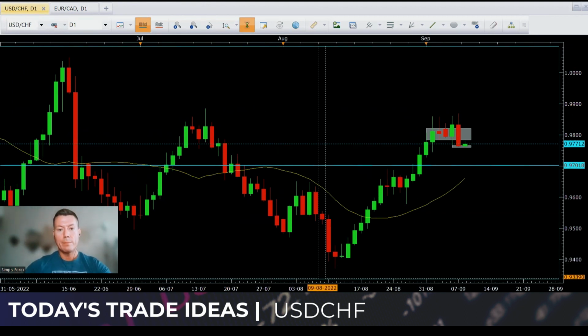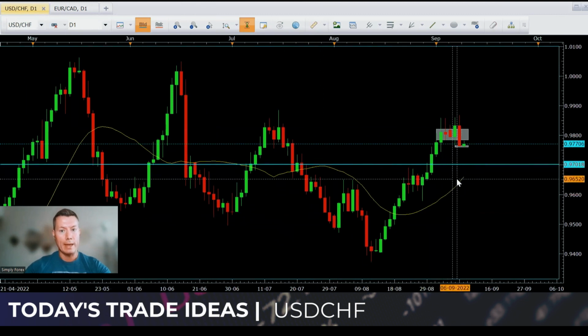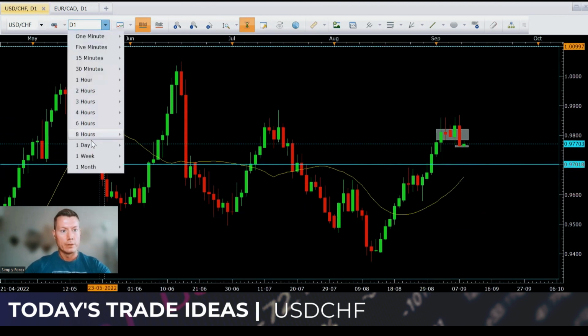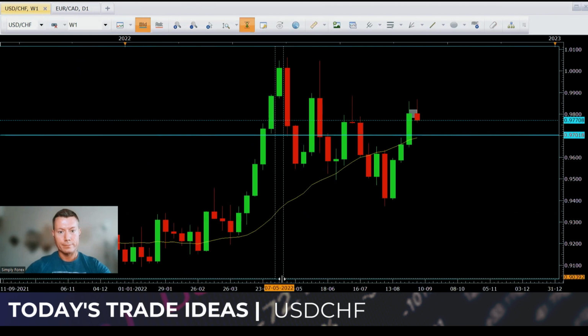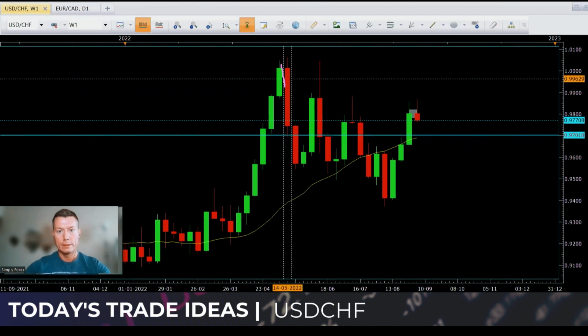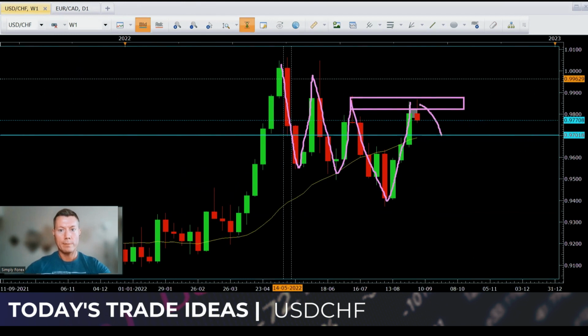Remember, I was willing to take this pair because, firstly, the weekly chart is in a downtrend. Lower lows, lower highs, lower lows, lower highs, lower lows, and we're back up at this high. It looks like we're getting a reaction here. So I just want to come back down to this blue line. That's the weekly chart, and that's clearly in a downtrend.